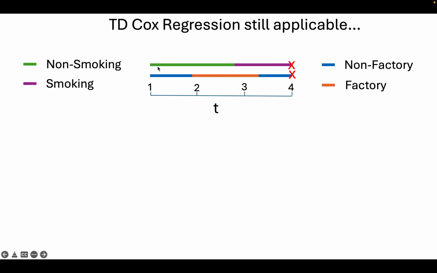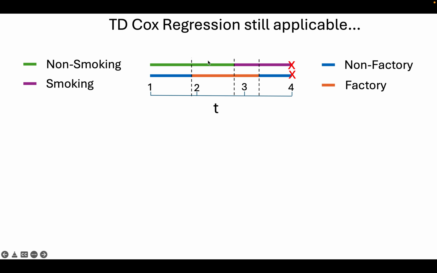So I've modified this follow-up data. Still, green is non-smoking and purple is smoking. So they had a period of non-smoking and another period of smoking. And now we have this other variable, factory work, where blue is when they weren't working at a factory, orange is when they were. So this person's smoking status and factory work status is varying over time.